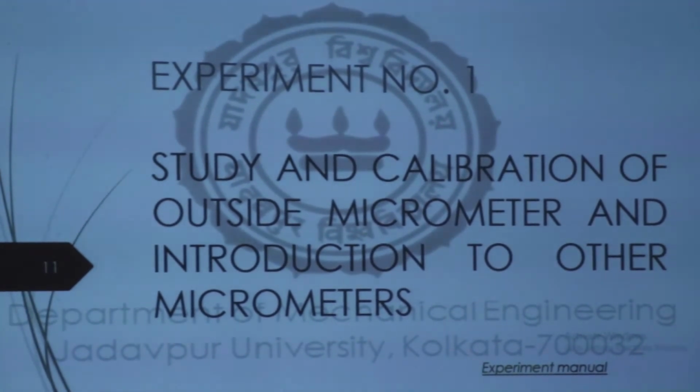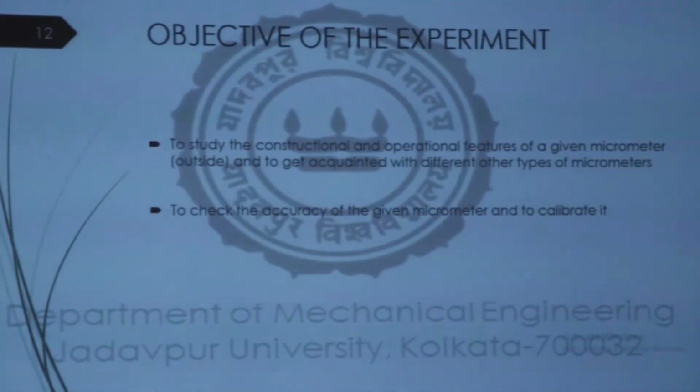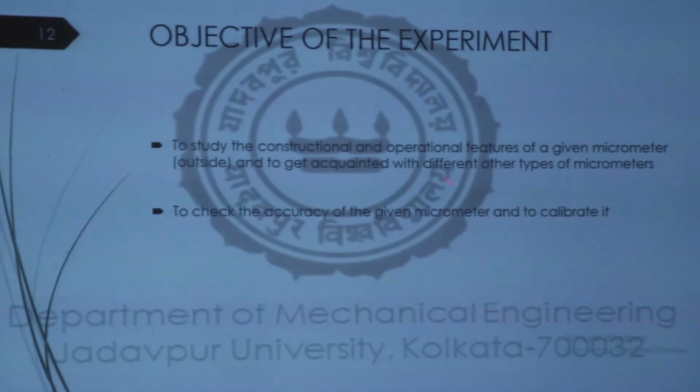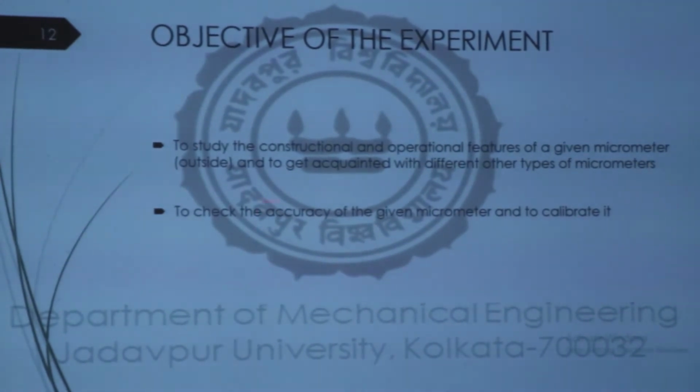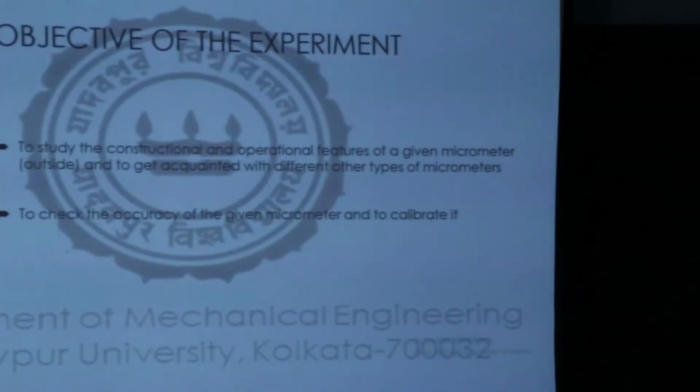So, outside micrometer already was shown to you, basically to study the constructional and operational features of a given micrometer, outside micrometer, and to get acquainted with the different types of micrometers, to check the accuracy of the given micrometer and calibrate. Calibration means, supposing this is the outside micrometer, if you put some dimension over here, how to measure this dimension? You have to measure the dimension in that way.